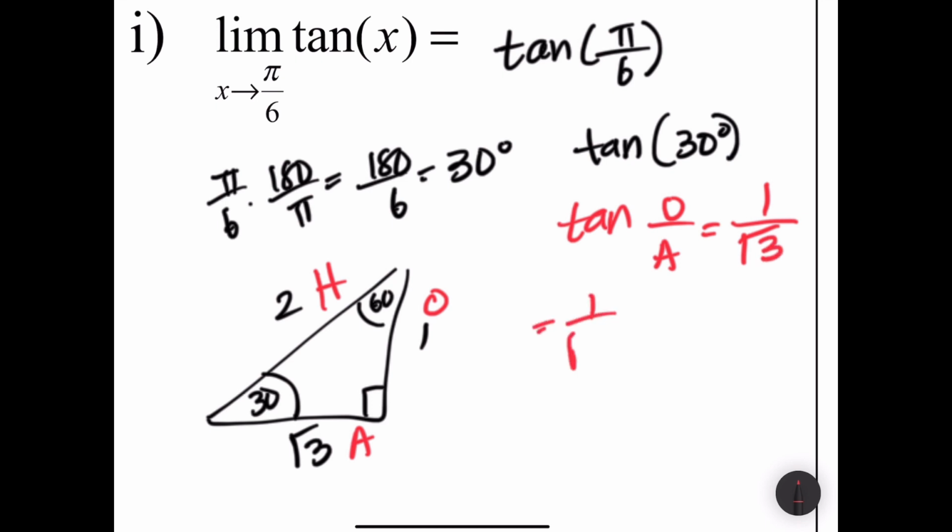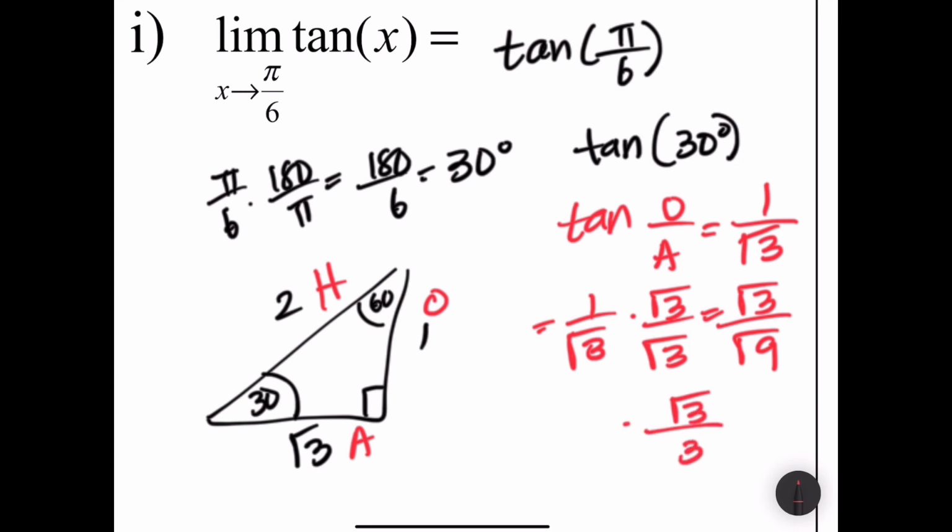And of course, we always rationalize. I can never leave a denominator with a radical. So to get rid of the radical, I multiply by the radical over the radical. And I end up with radical 3 over 3 as my answer for this particular one.